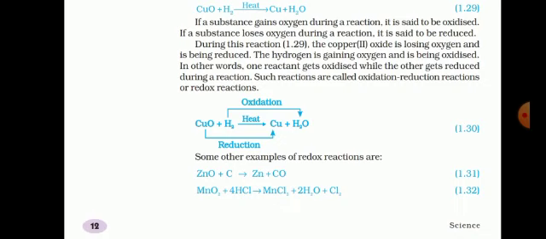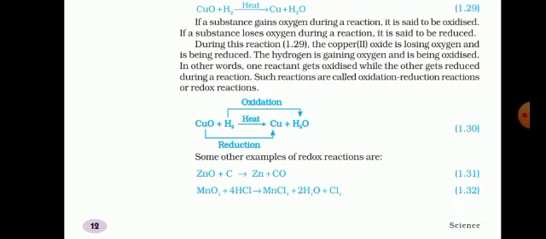If a substance gains oxygen during a reaction, it is said to be oxidized. If a substance loses oxygen during a reaction, it is said to be reduced. During this reaction, the copper oxide is losing oxygen and being reduced. The hydrogen is gaining oxygen and it is being oxidized. In other words, one reactant gets oxidized while the other gets reduced during a reaction. Such reactions are called oxidation reduction reactions or redox reactions. Fine, so this is an example for your redox reaction.